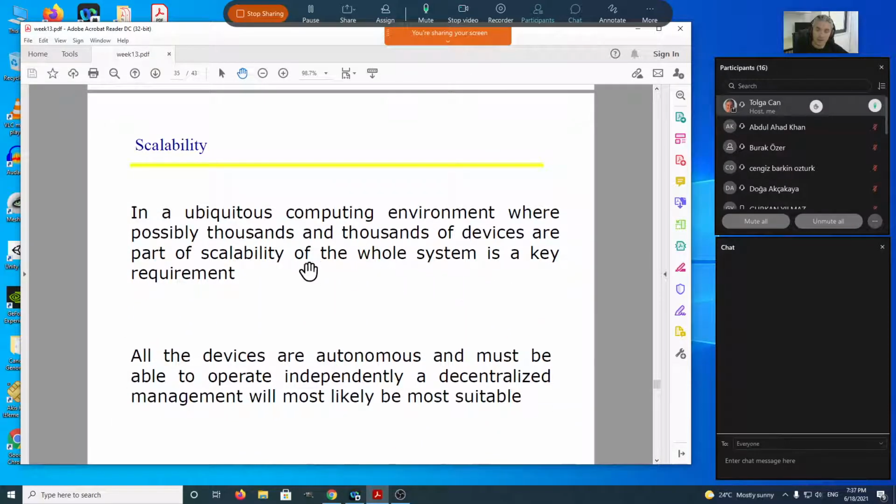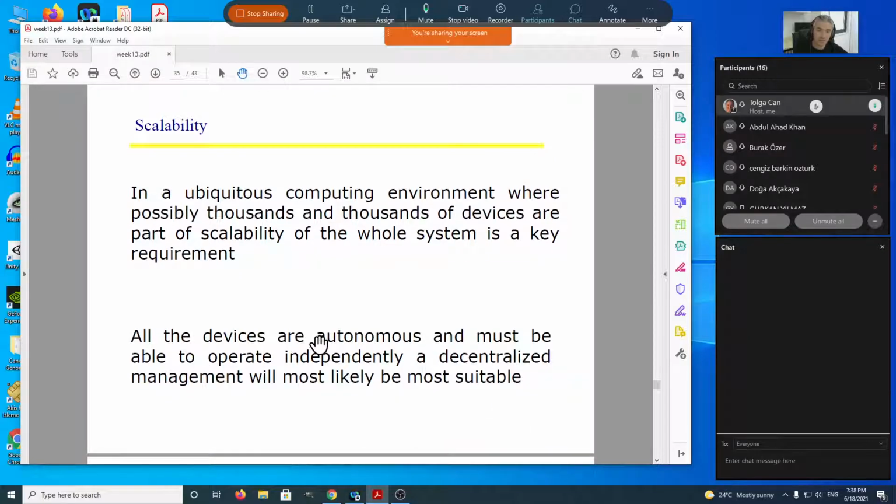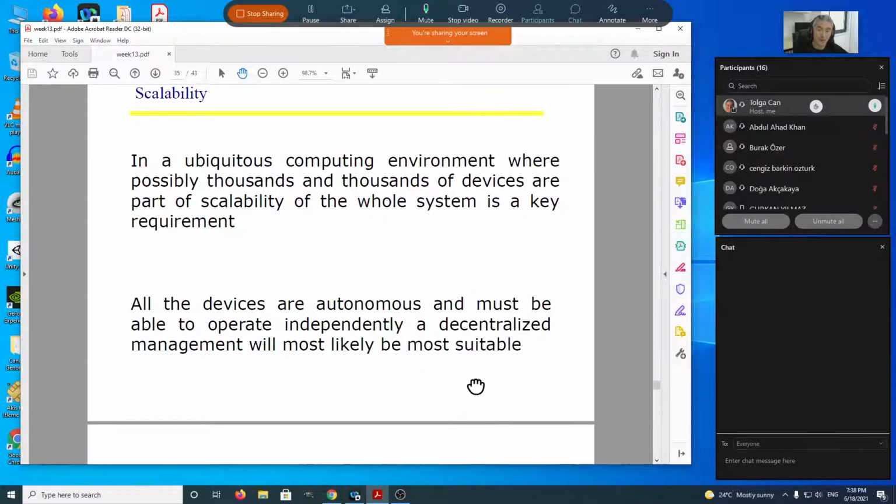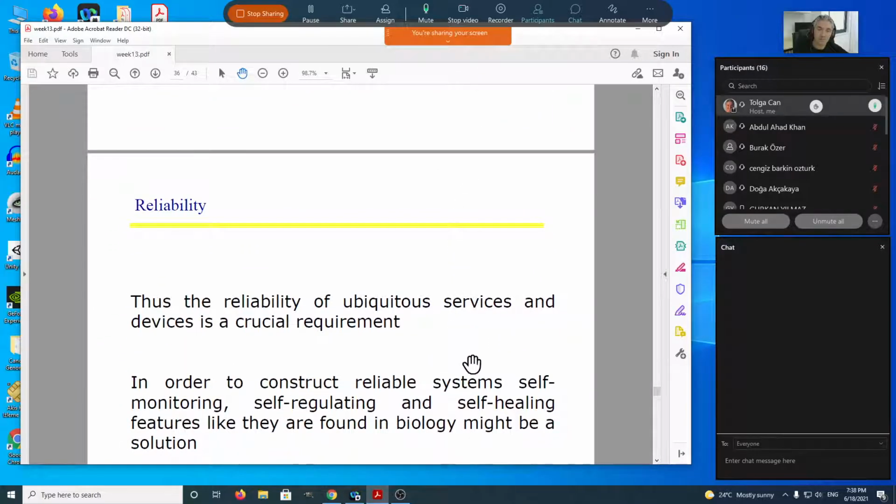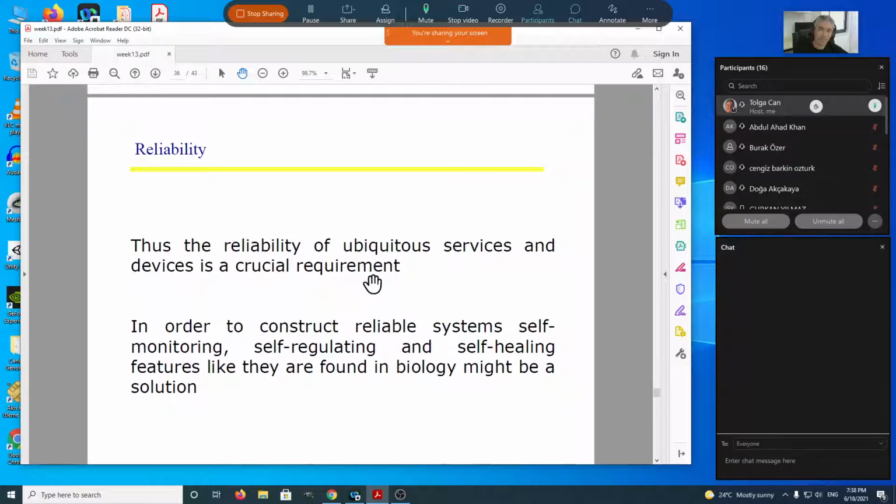In a ubiquitous computing environment, there may be thousands of computing devices and sensors around you. Think about the whole smart home system where there are different sensors in different rooms. There has to be something that controls them. But if you have more and more of those small devices embedded in your environment, scalability at some point will become an issue. And how all these autonomous devices connect to a centralized system or operate independently is a challenge that needs to be addressed as well. The issue of reliability is whether the service is available all the time to us.